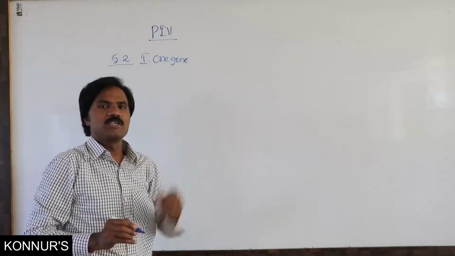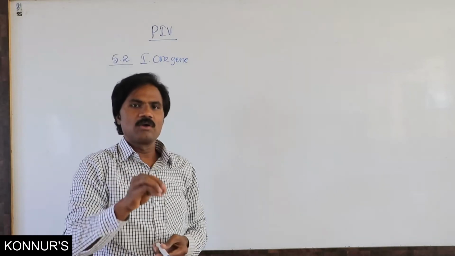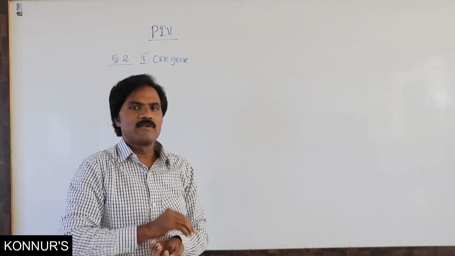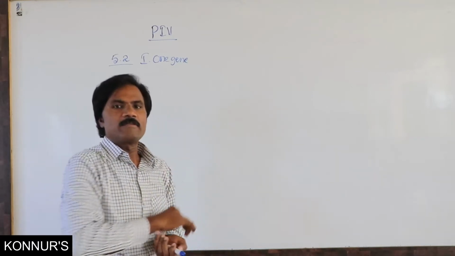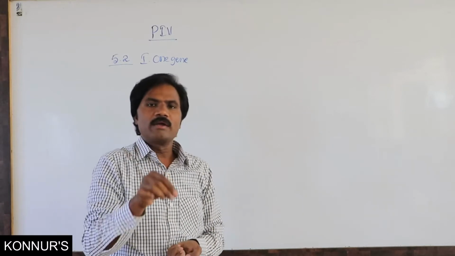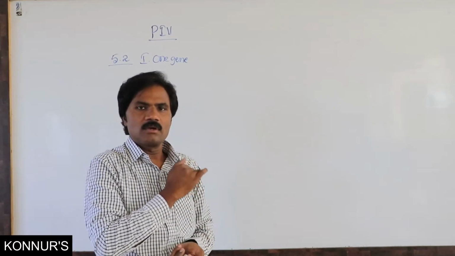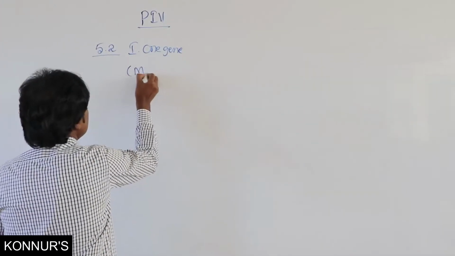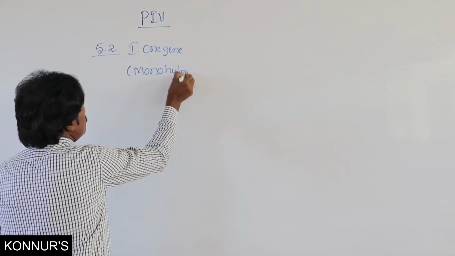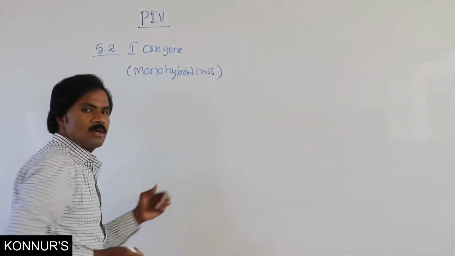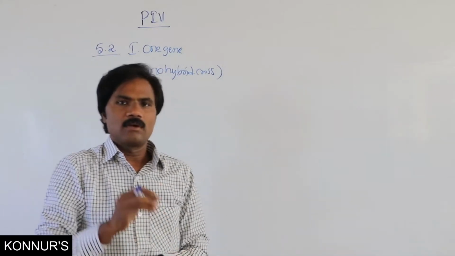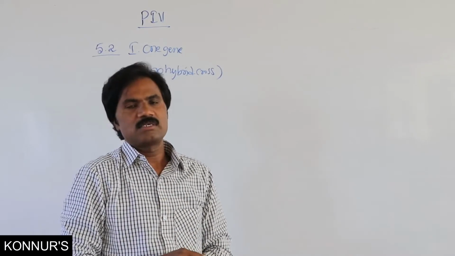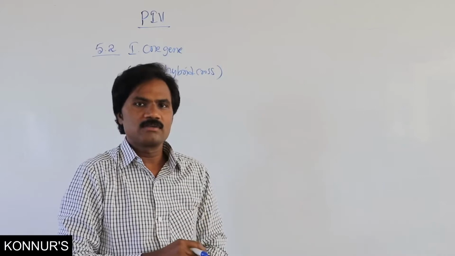Inheritance of one gene. Normally one gene controls one particular character. It is present as one pair of alleles. According to Mendel, it is otherwise called a monohybrid cross. The crossing involving a single pair of contrasting characters is called a monohybrid cross.